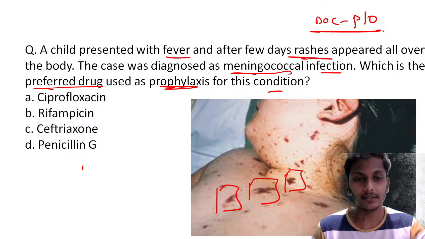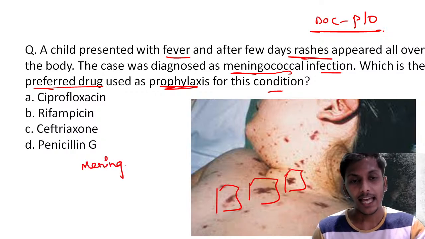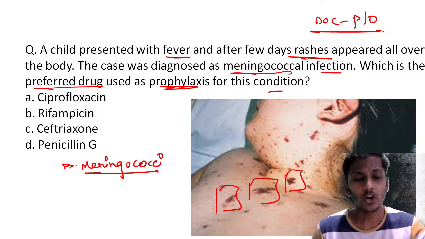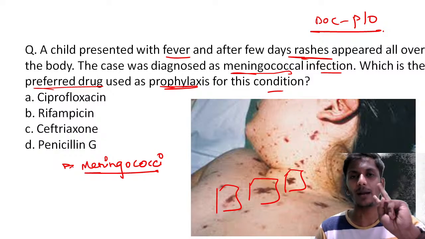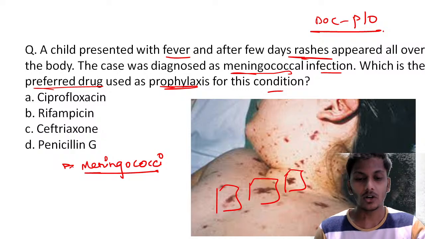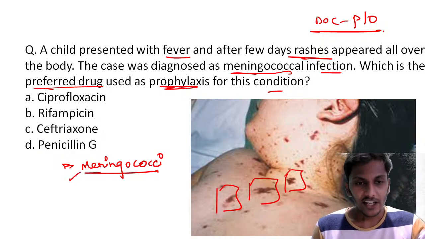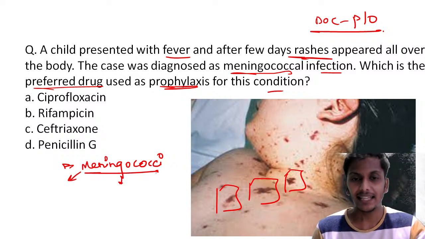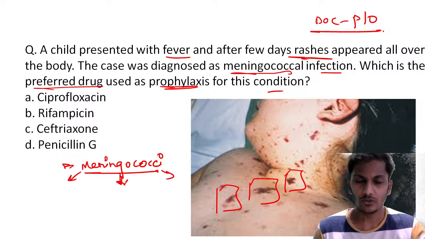So now let's discuss something about meningococcal infection. As we all know, meningococcus is a gram-negative coccus. Please remember there are only 2 gram-negative cocci, mainly meningococci and gonococci. Meningococcal infections usually start with fever, and then there are generalized purpuric rashes all over the body. This is a characteristic appearance.